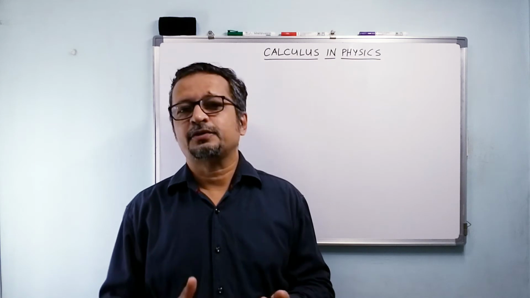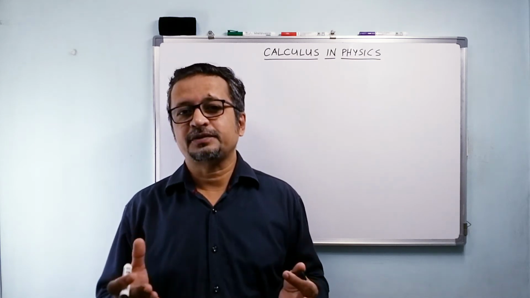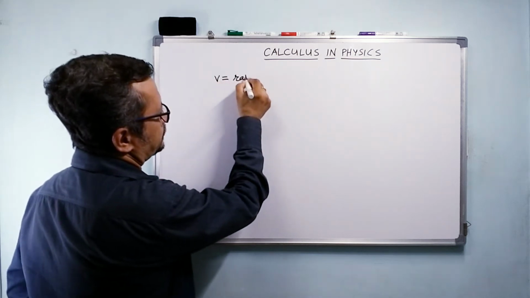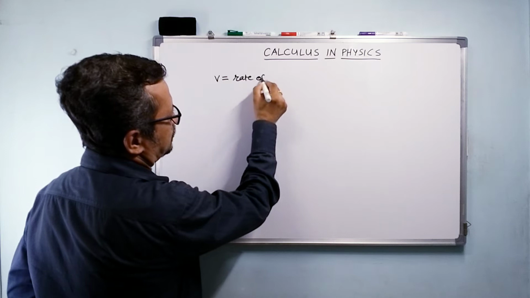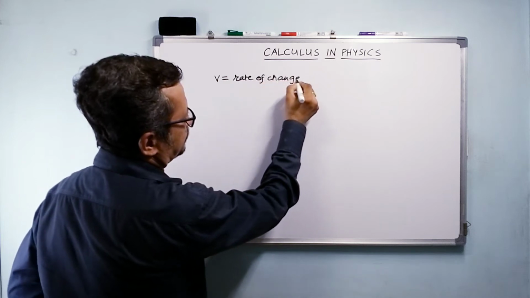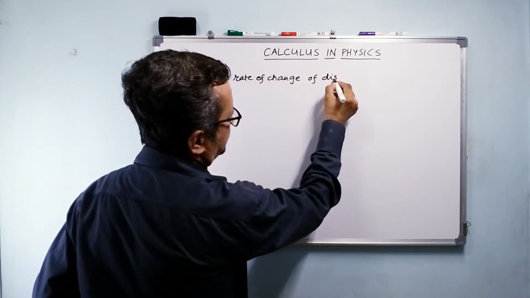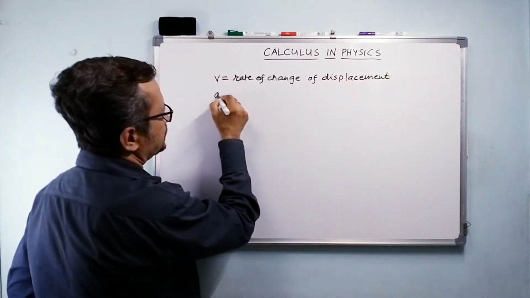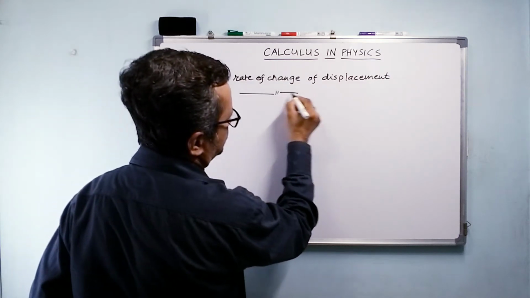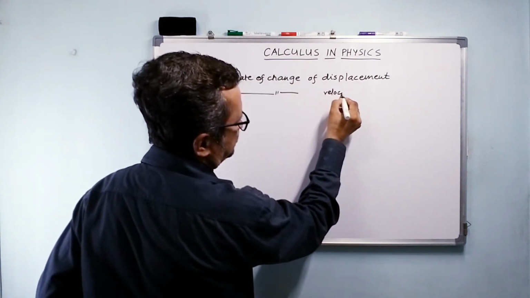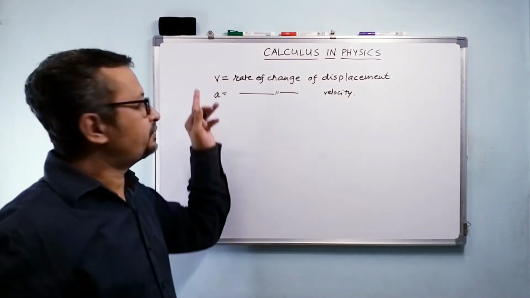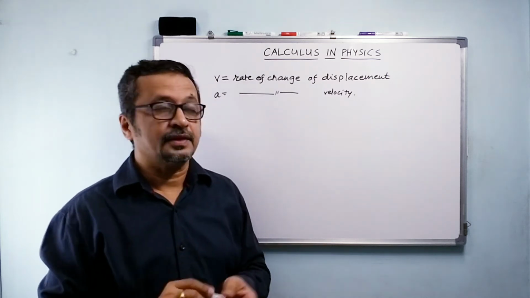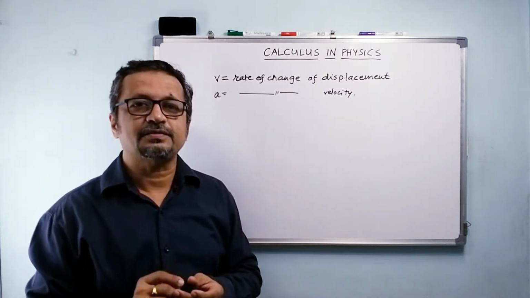Now what is this rate of change of? It is time rate of change, we say it, right? Velocity is rate of change of displacement, and acceleration is rate of change of velocity. So in the first one we need to understand how the displacement changes with time. The second one, how velocity changes with time.